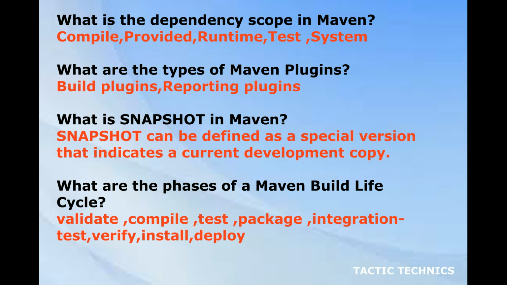What are the types of Maven plugins? Build plugins, reporting plugins. What is a snapshot in Maven? A snapshot can be defined as a special version that indicates a current development copy. What are the phases of a Maven build life cycle? Validate, compile, test, package, integration test, verify, install, deploy.